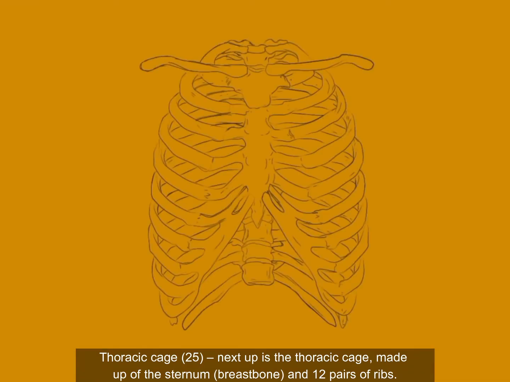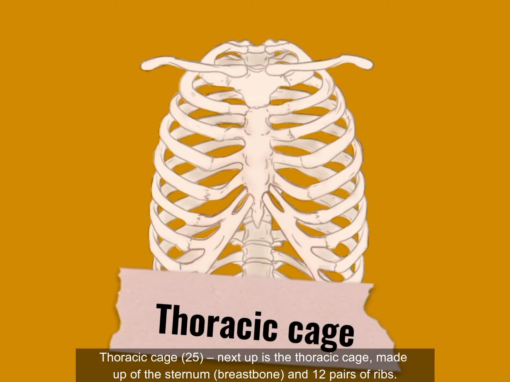Thoracic cage. Next up is the thoracic cage, made up of the sternum or breastbone and 12 pairs of ribs.